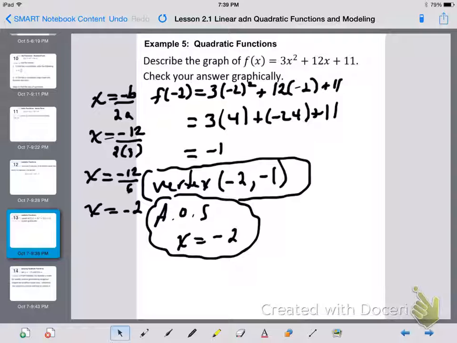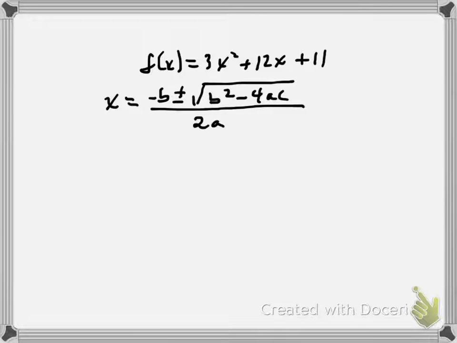Now, in this type of problem where we have to describe this graph, there's one more thing we have to do, and that is to find our intercepts, or x-intercepts, or find the solutions to this quadratic, so we can sketch a graph. Because we're going to sketch our graph and then check it graphically with our calculator. So, in order to find the solutions, we're going to have to use the quadratic formula.